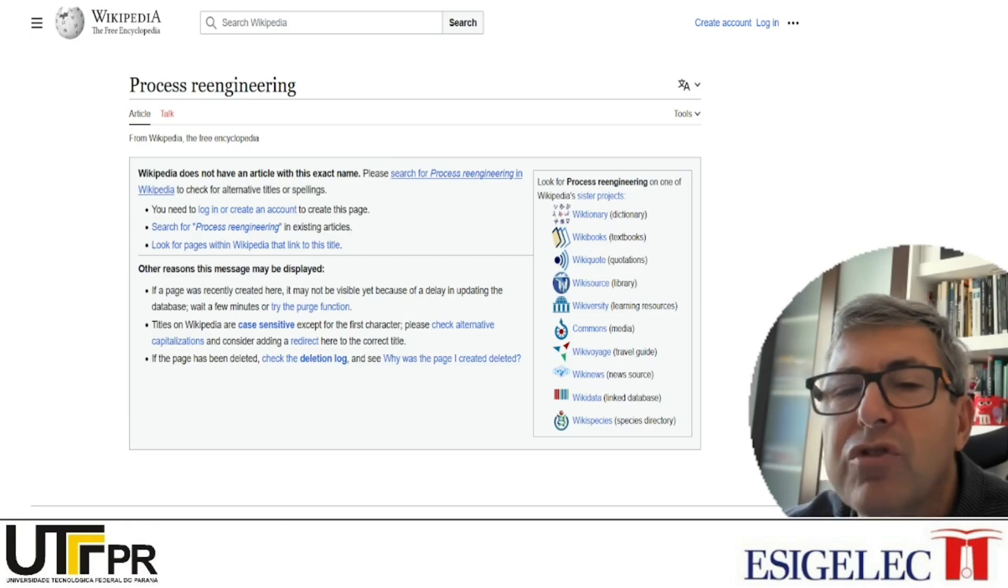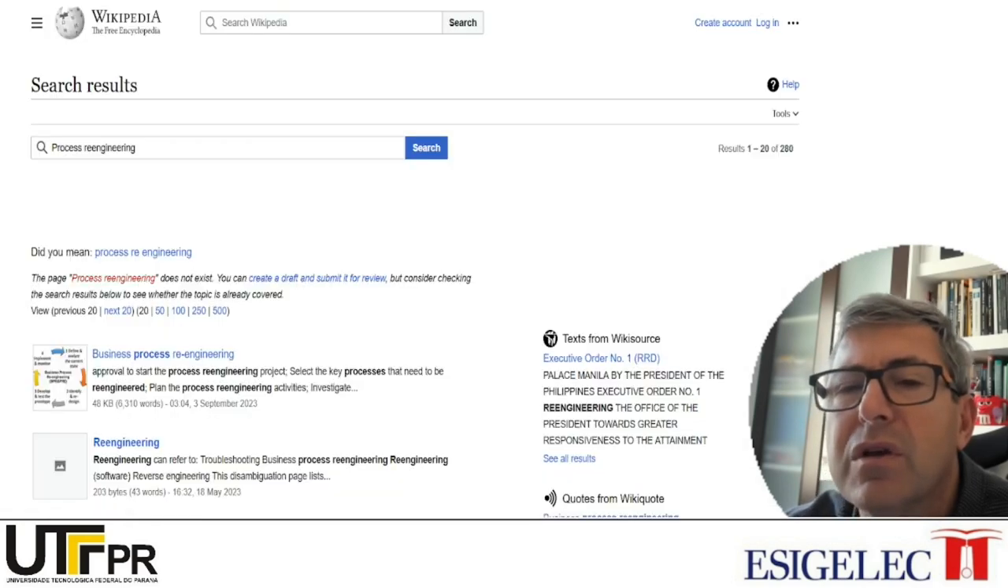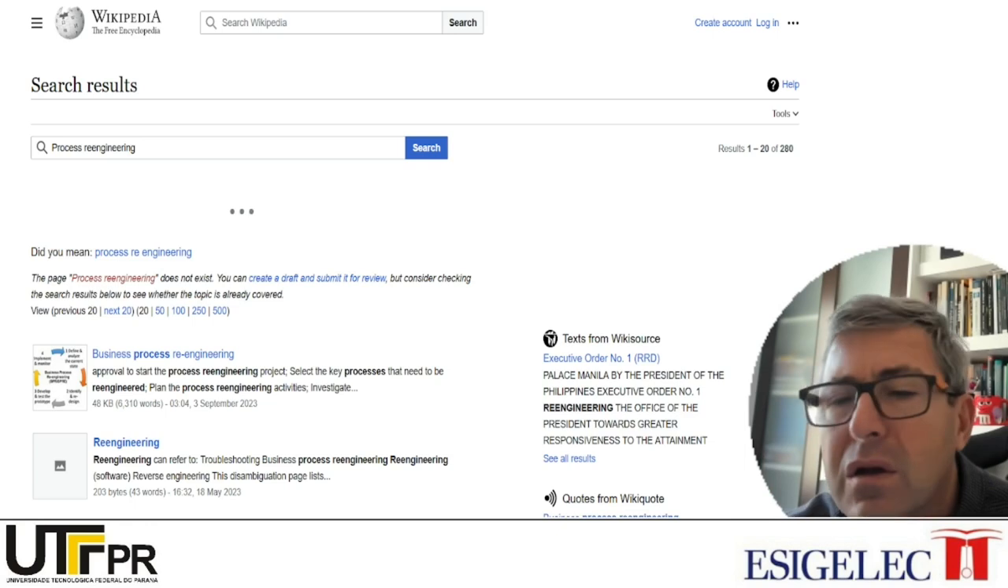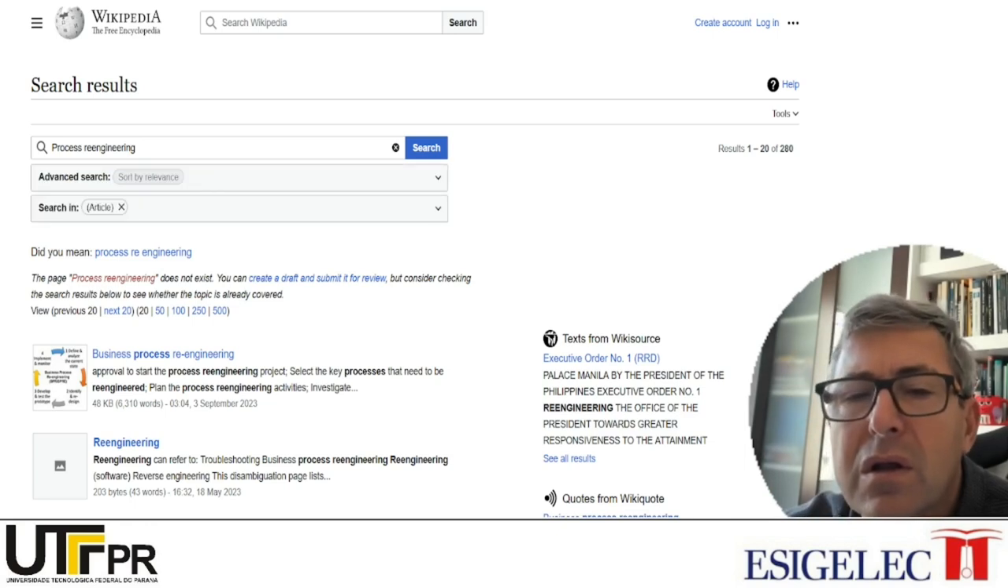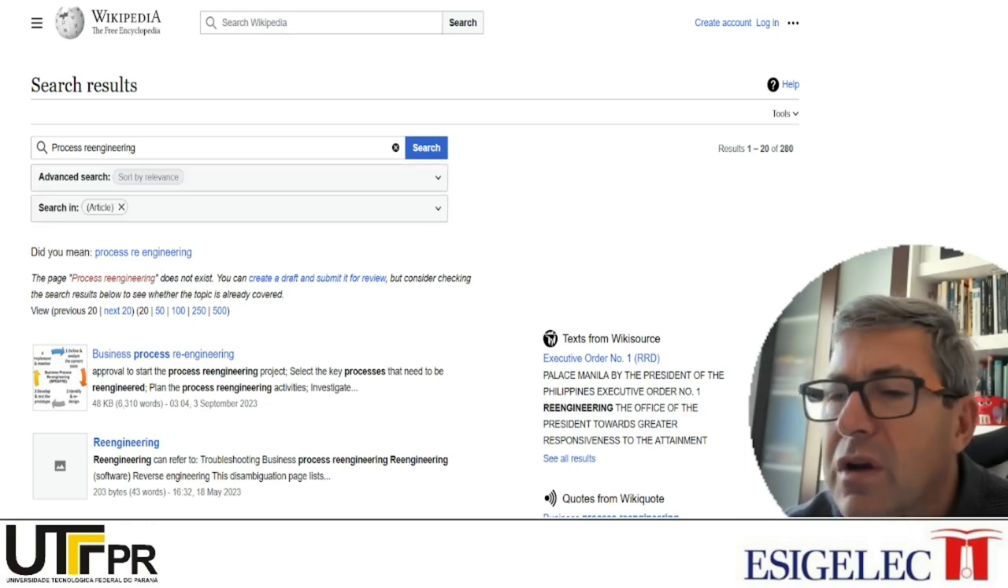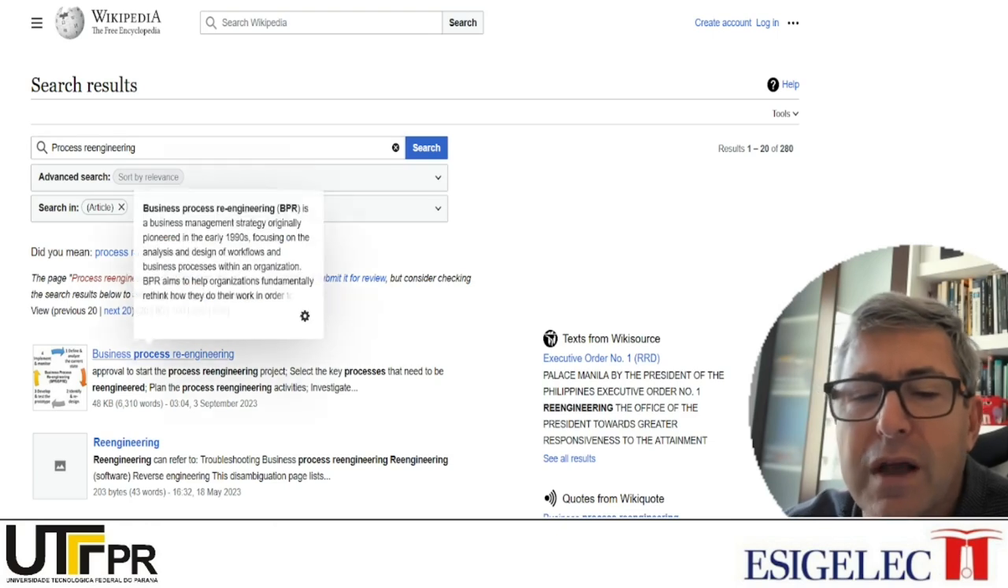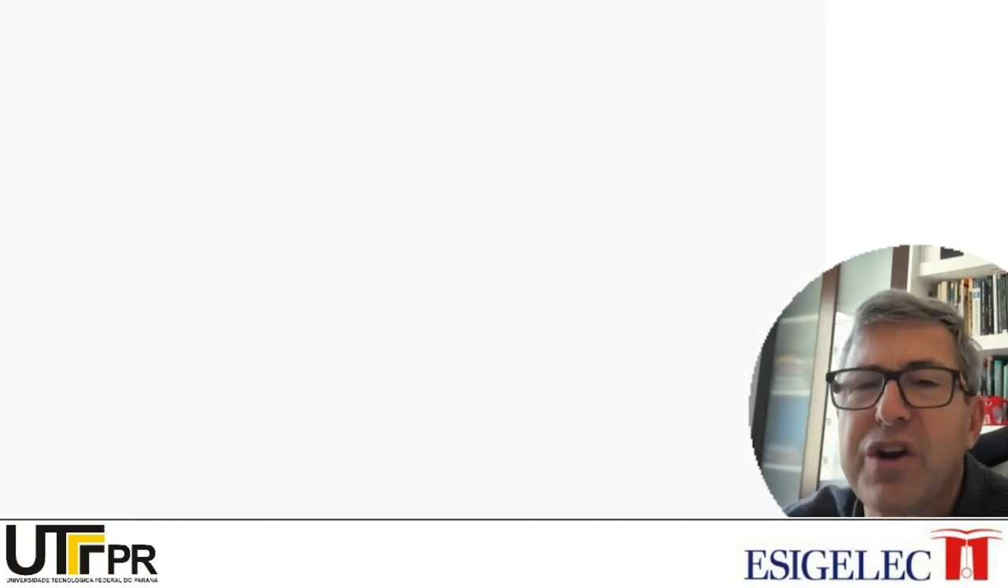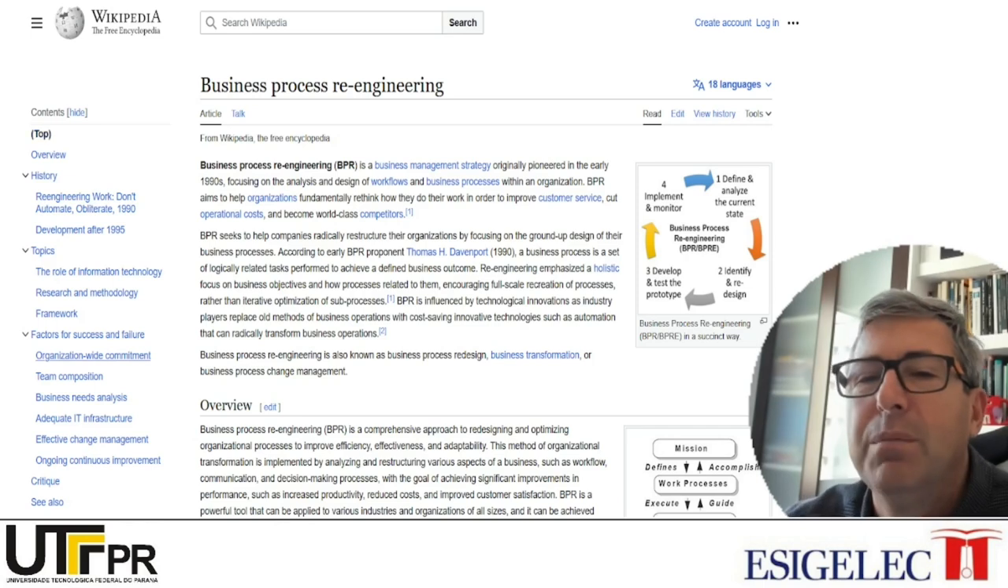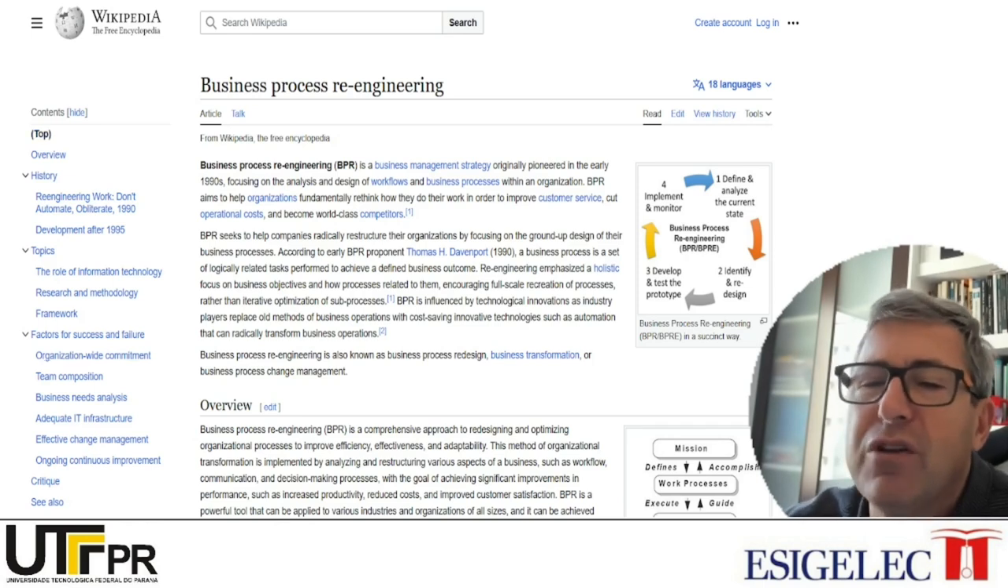Search for process re-engineering. I think it was the first one. Business process re-engineering. It's this one. Yes. Or re-engineering is also okay. Business process re-engineering, or simply re-engineering.